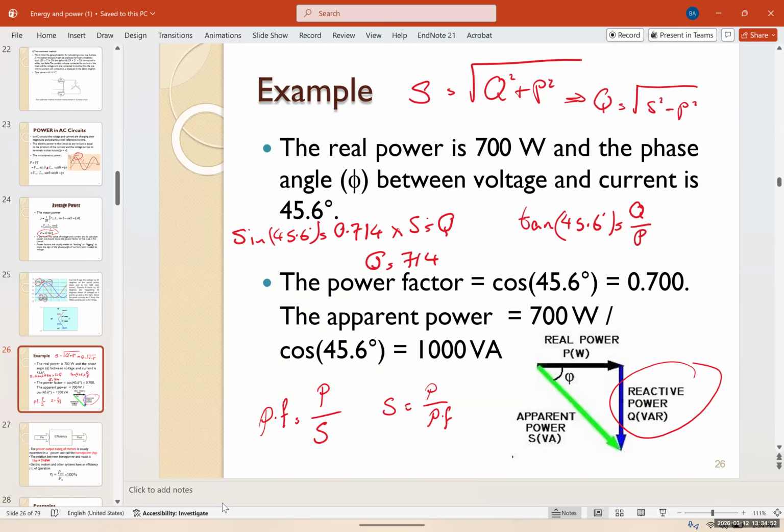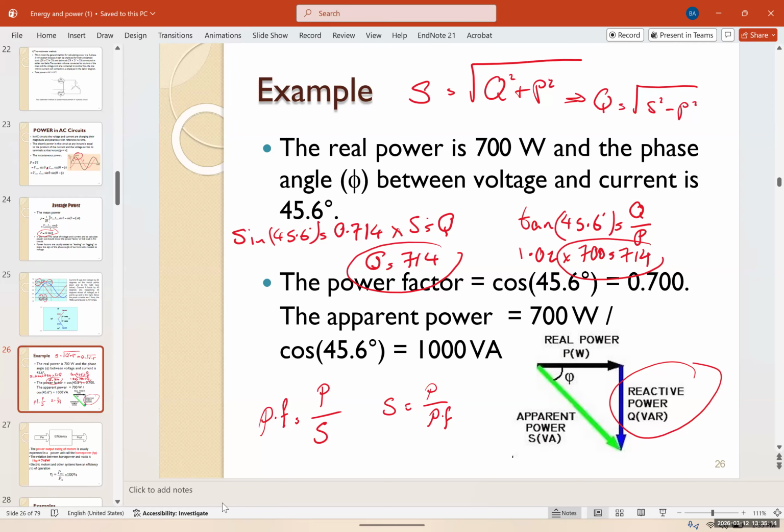1.02, so 1.02 times P. How much was P? It gives us 740. Yes? So you can see, any way that you solve it, you're going to get the same answer.